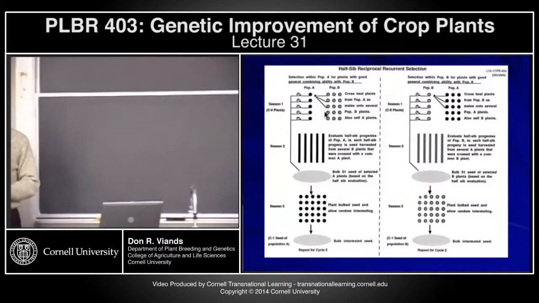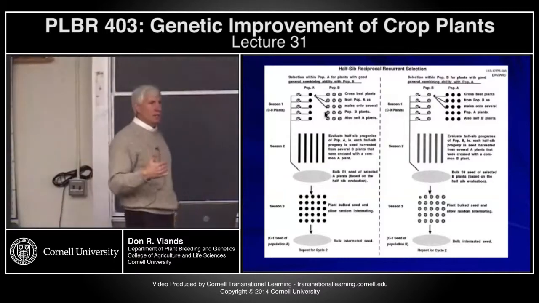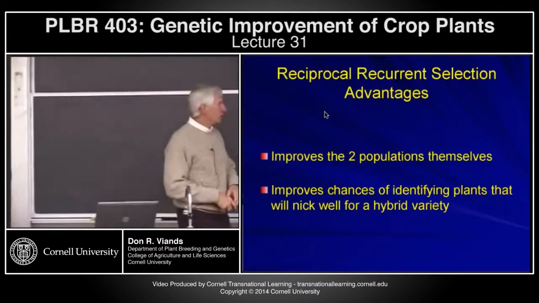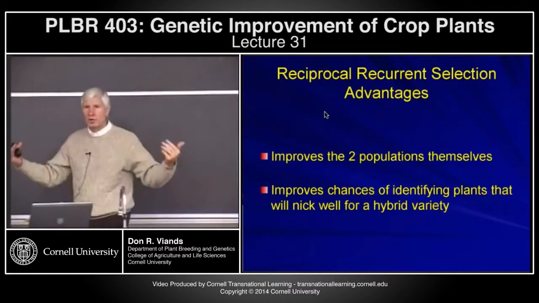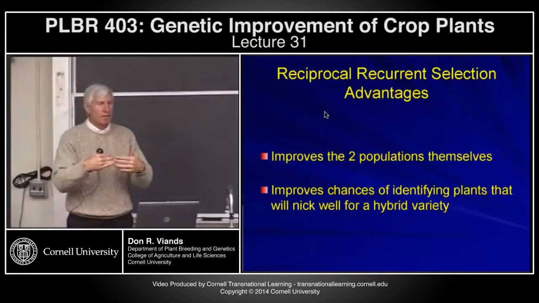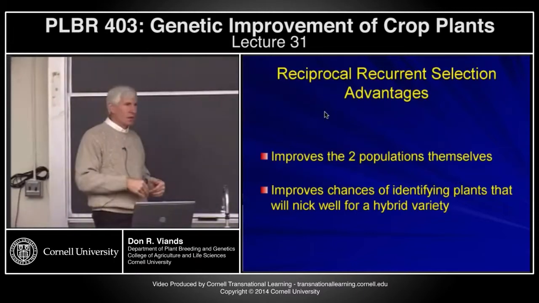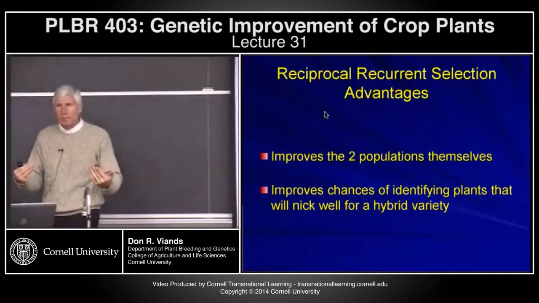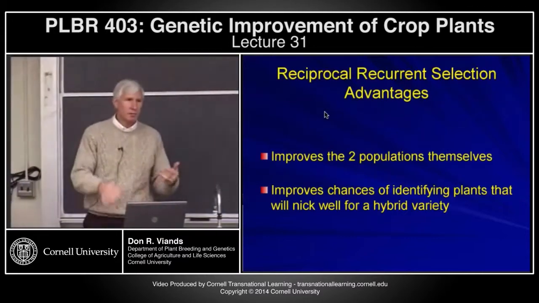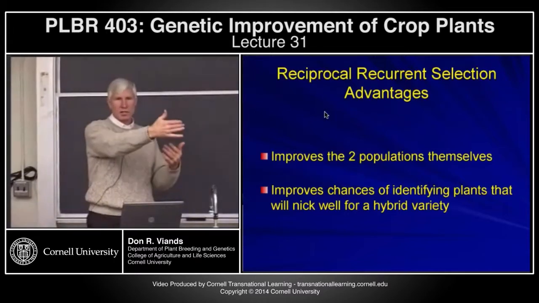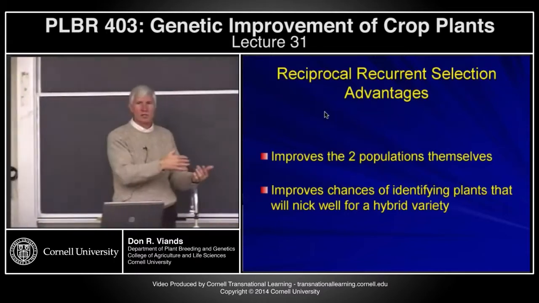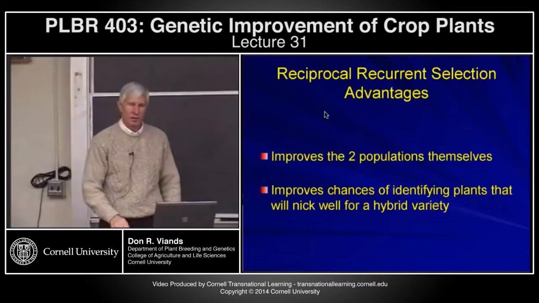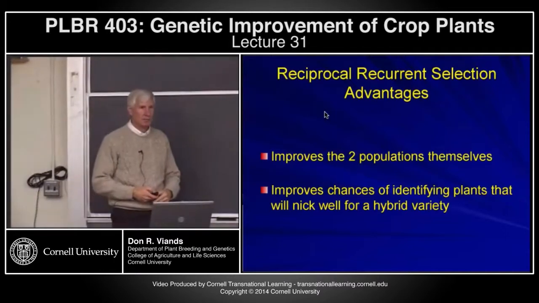Okay. Advantages. People who have tried this in the past and reported it in the literature have found that not only, and I'm starting with the second bullet in a sense, are you improving the cross between the two populations to identify material that will nick better to give you heterosis and a good hybrid variety, but they've also found that the two populations themselves have been improved. If you kept them by themselves and looked at yield after 4 cycles of selection versus the base population, there's even been improvement in the population itself, let alone improvement in the cross between the two. So both of them have actually been accomplished in the past.